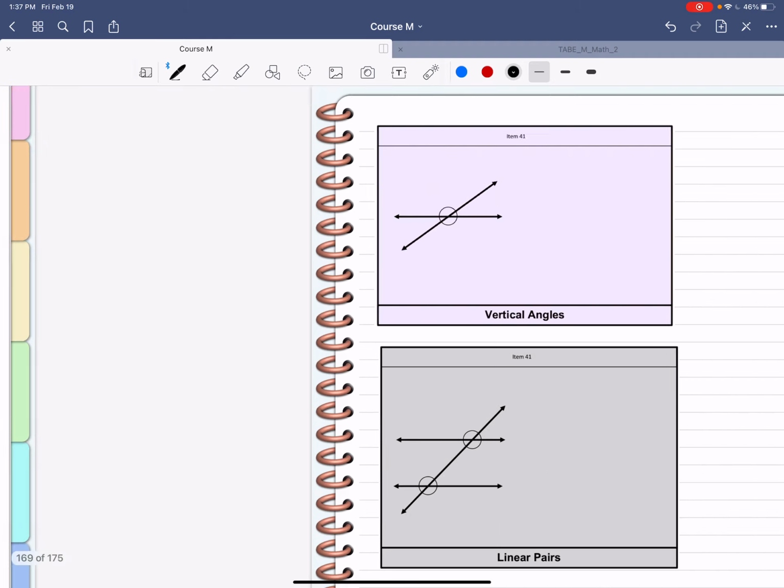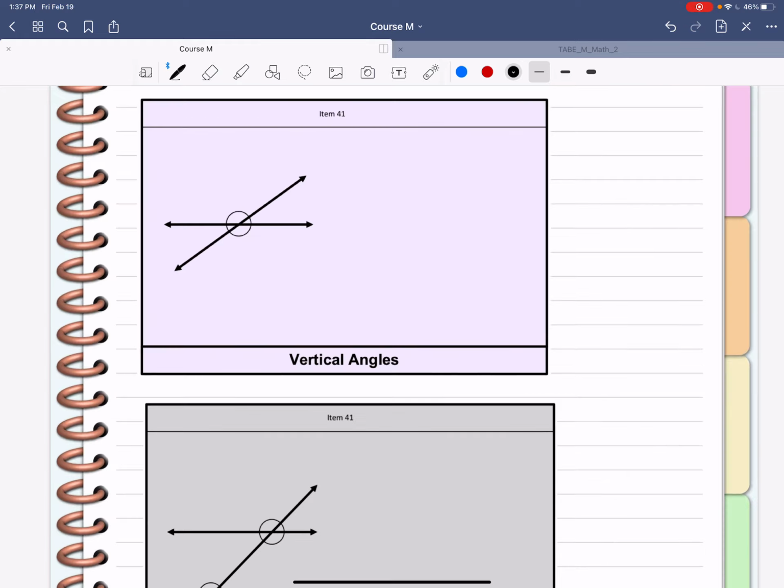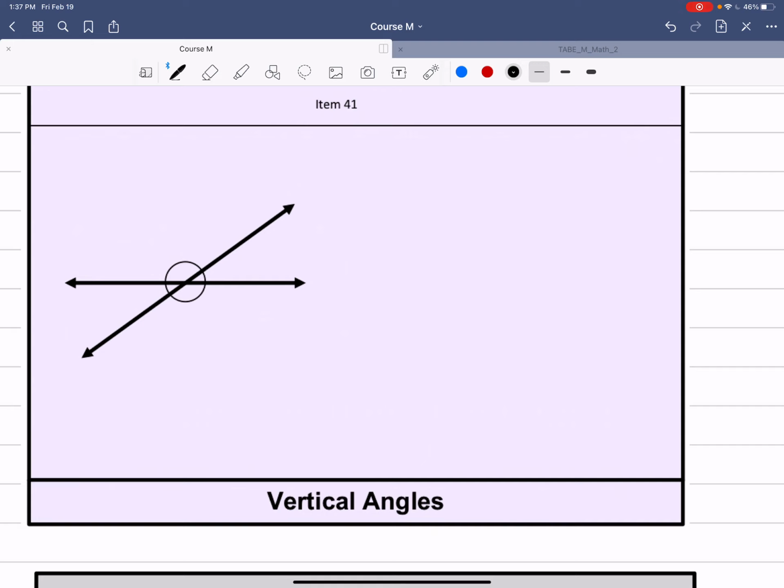Okay, moving on. We have vertical angles. So with vertical, these are sometimes called opposite. They are in the same bow tie.